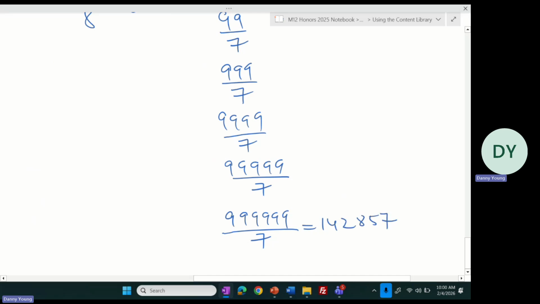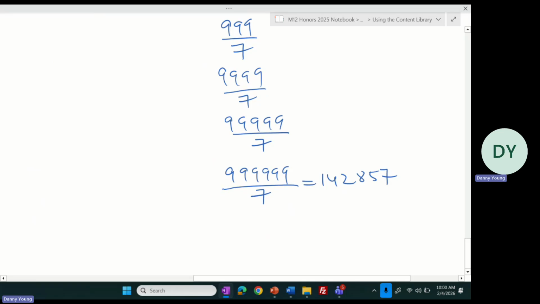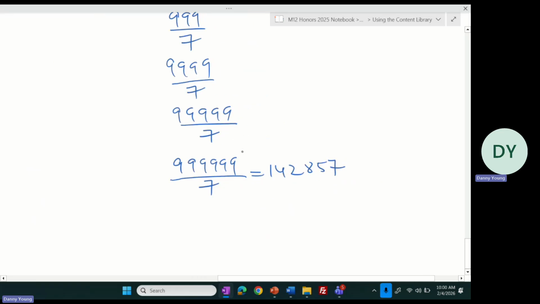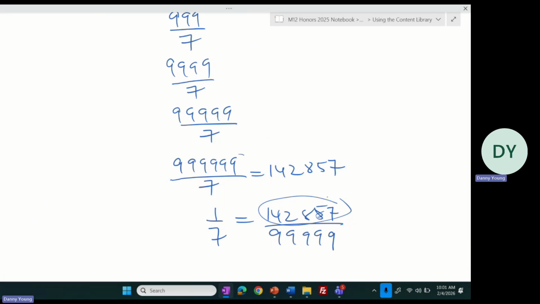What I'm trying to show you is that if you take this equation and simplify it, dividing both sides by 999999, you get 1/7 equal to 142,857 over 999999. That's why 1/7 gives you this number repeating on top. Does that make sense? That's number one thing I need to show you. Everybody good?